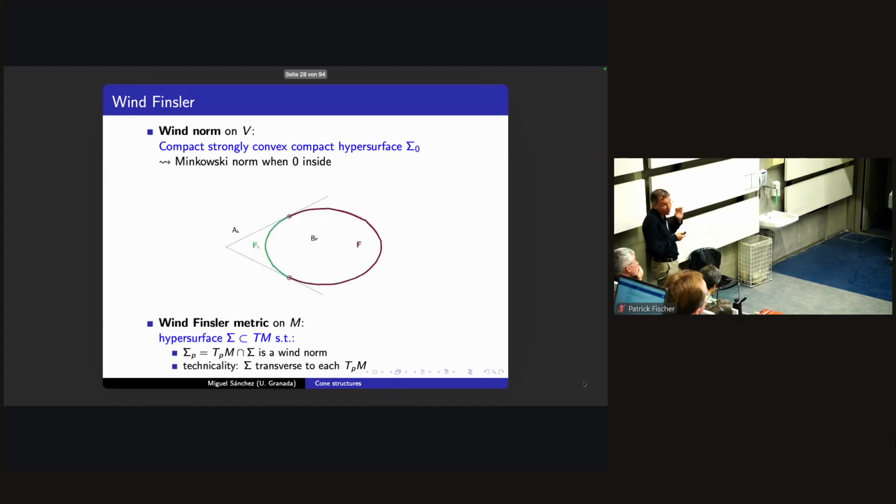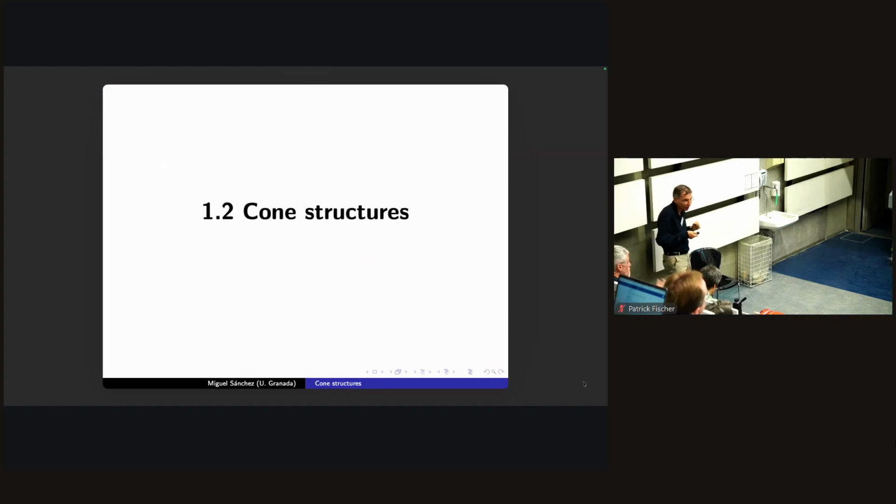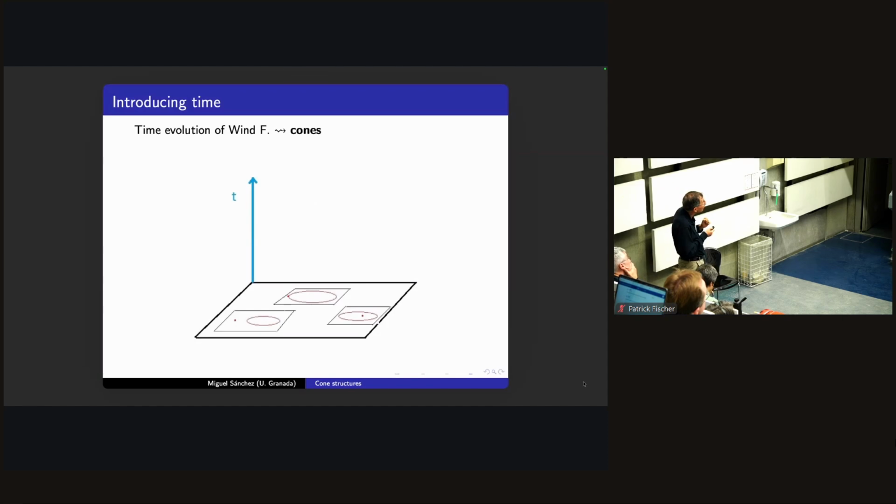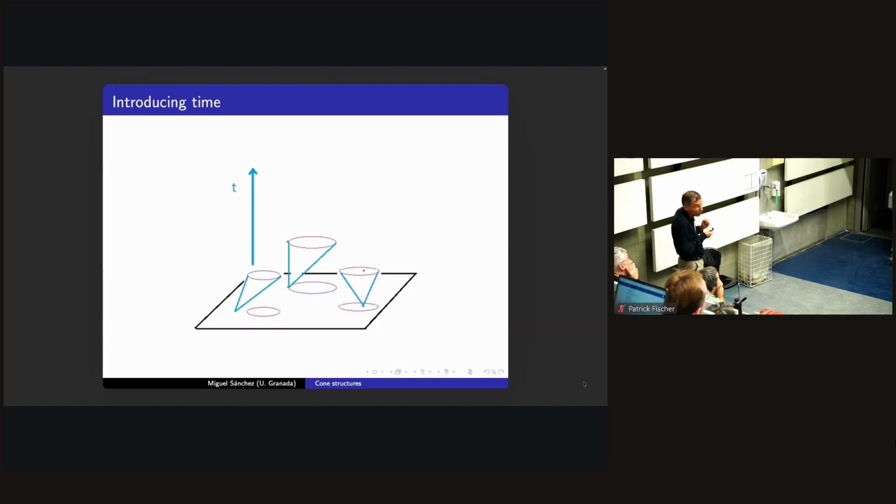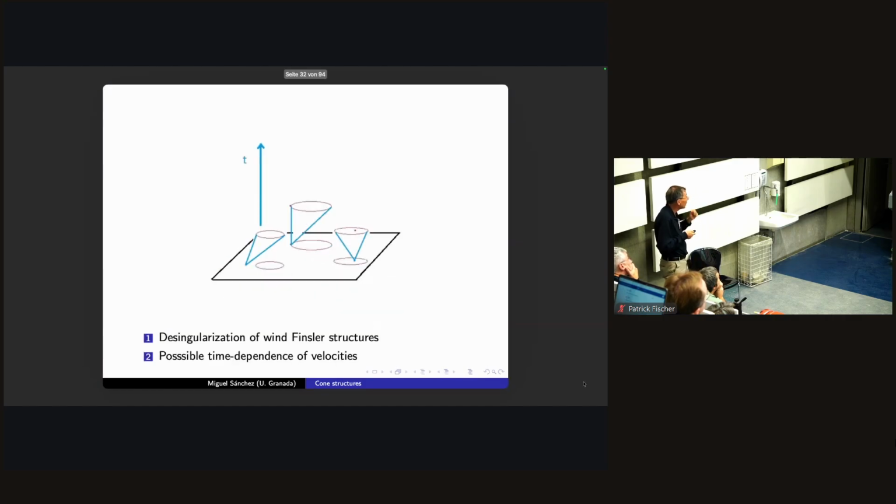Well, this is the first steps of a fast course on Finsler elements. Let's go now to the cone structures. For this, I will start with the wind Finslerian norms. I will put one at each point of the manifold, and now we look for the propagation after a time equal to 1. Then in a natural way, we will obtain a cone. This is nice because, on the one hand, the cones are regular for any given Finslerian norm, but we have some type of desingularization of Finslerian structures. And we can also consider possible time dependence of velocities.